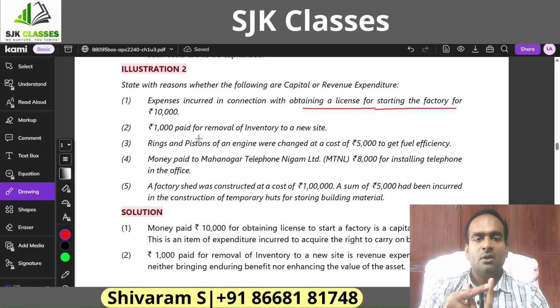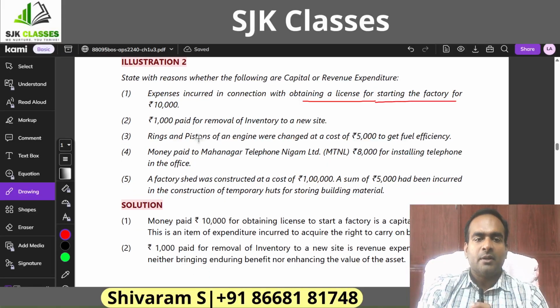The second condition is what? Bring the asset to usable condition. Does this 1,000 rupees help us to bring the asset to a usable condition? Answer is no. I'm just moving it to a new site. So since these two conditions are not fulfilled, what happens? This cannot be called a capital expenditure. Hence, it has to be a revenue expenditure.